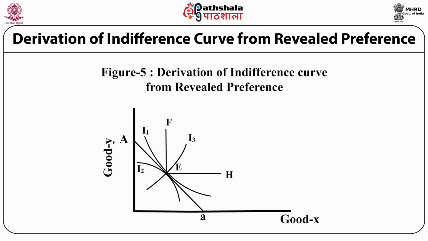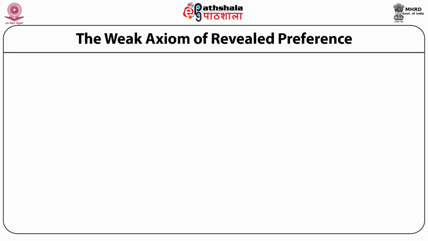Therefore, we can safely reject these possible shapes of indifference curves like I2, I3 and AA. We have just proved why these shapes would not be consistent or valid. Therefore, the only possible shape of the indifference curve is convex to the origin, that is represented by indifference curve I1, and as all of you know, we have derived this indifference curve I1 from the revealed preference of the consumer.